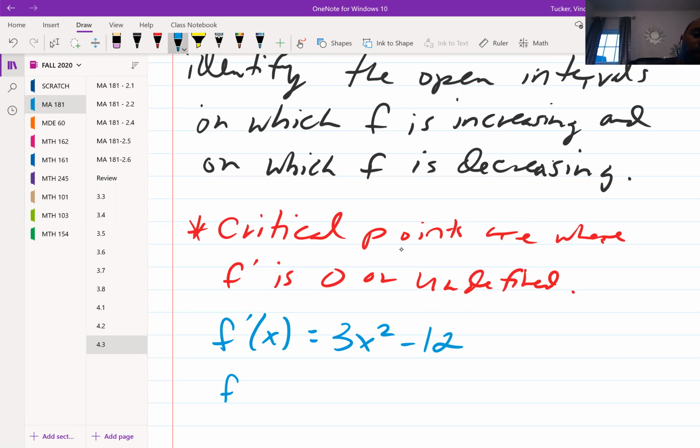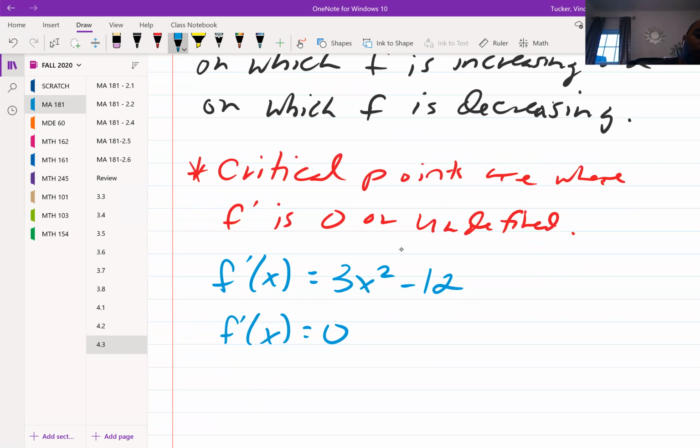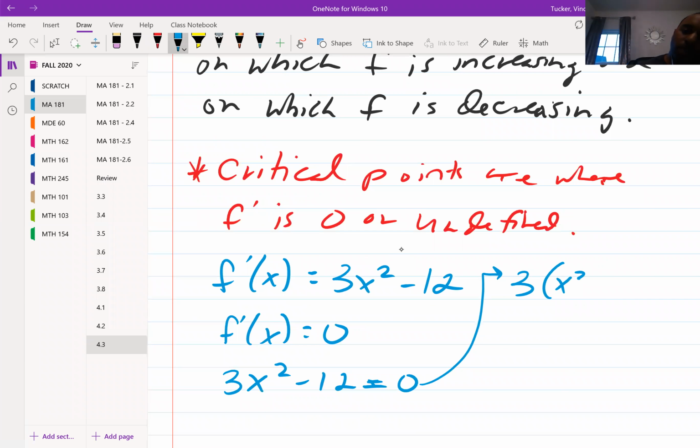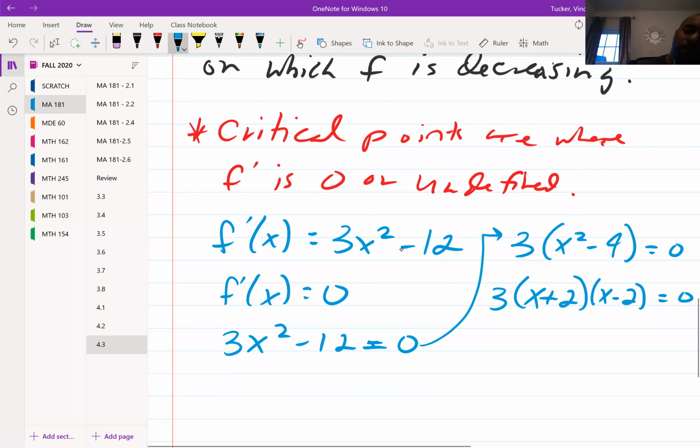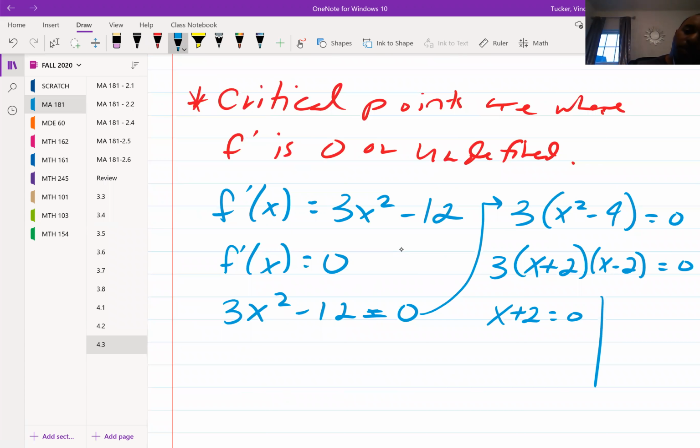Now I set f prime equal to 0. So I will factor that out. 3(x squared minus 4) equals 0. That's 3(x plus 2)(x minus 2) equals 0. Then set each piece equal to 0. We have negative 2 and positive 2.